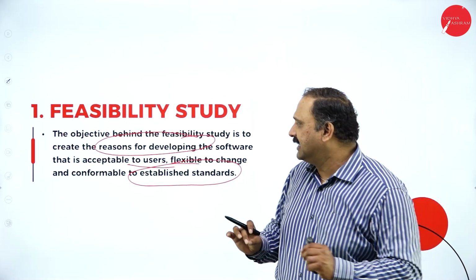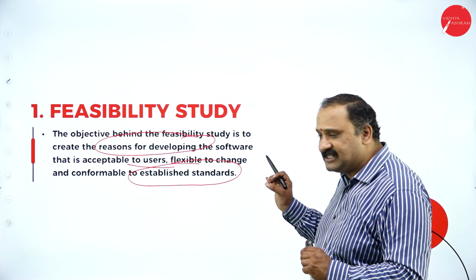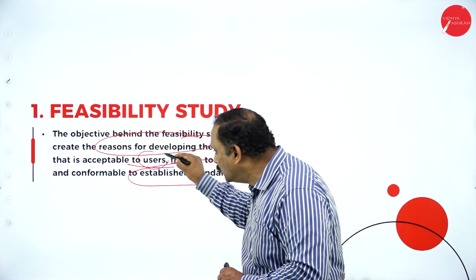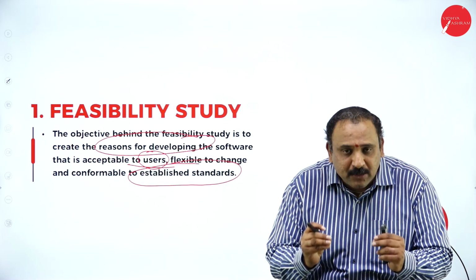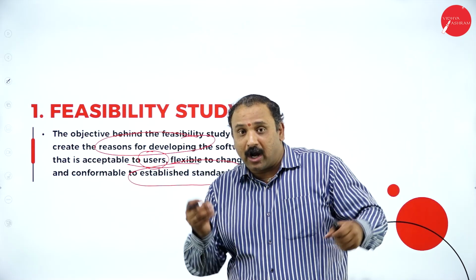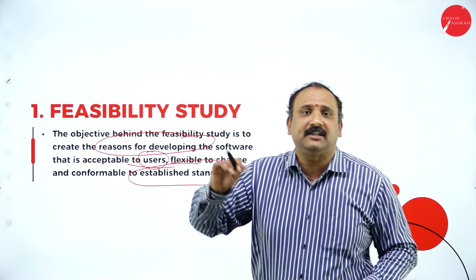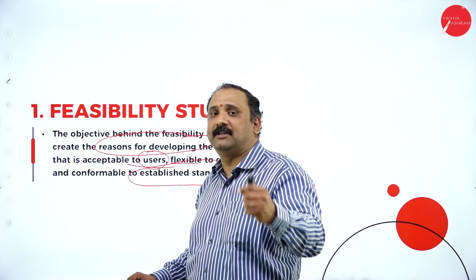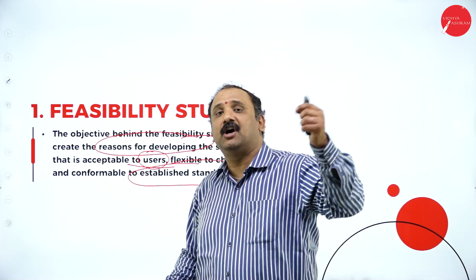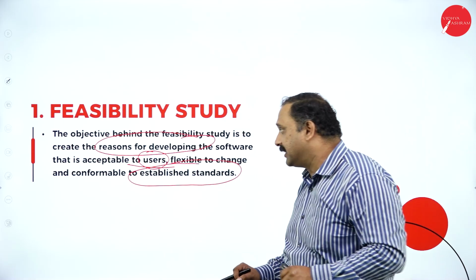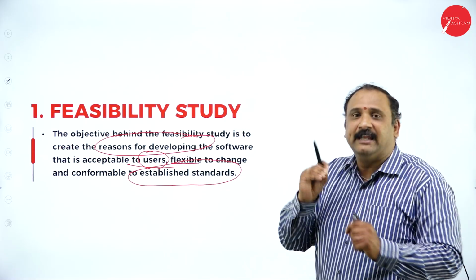The first one is that creating the reasons for developing software acceptable to the user. Who is the person who's going to use the software? There is an end user. So according to the end user, the software needs to work. It cannot be functioning as per the company. It has to function according to the convenience of the user. So that's very important. Is it flexible enough for change?